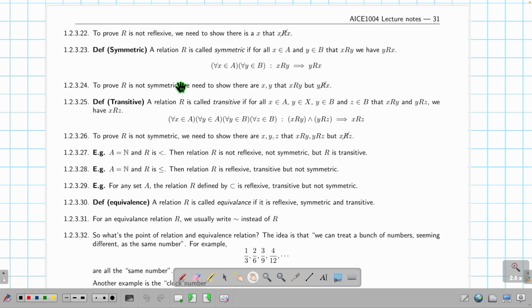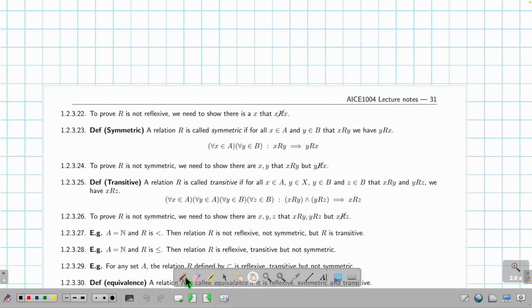And then to prove R is not reflexive, how? Find an example. This is proof by example. We just find one example that R is not reflexive. For example, this one is not reflexive. How do I prove this one is not reflexive? Because this is false. And we said this, okay?